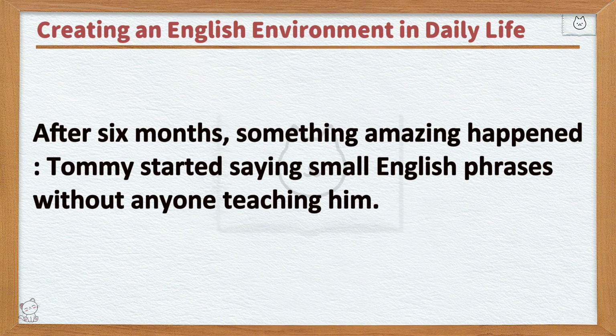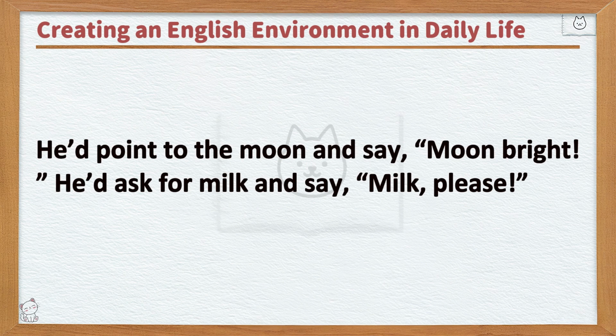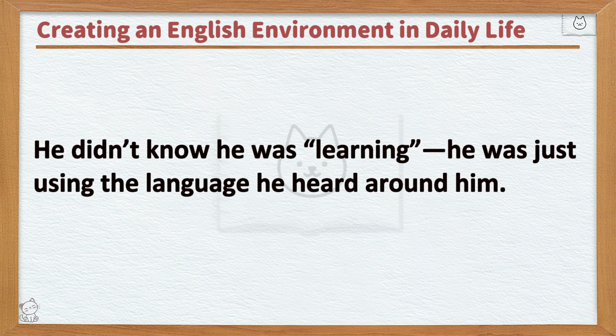After 6 months, something amazing happened. Tommy started saying small English phrases without anyone teaching him. He'd point to the moon and say, "Moon bright." He'd ask for milk and say, "Milk, please." He didn't know he was learning. He was just using the language he heard around him.